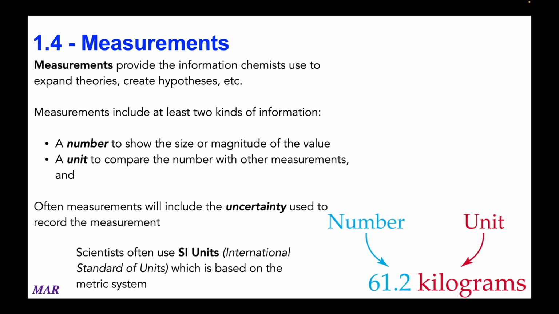Scientists will often use what's called an SI unit, which is basically a standard of units that scientists have agreed upon are kind of the ideal units. The kilogram is the SI unit for mass, as well as the second for time and different things like that. Chemists often use SI units, but we will sometimes use different kinds of units too. We'll see that as we go through the course.